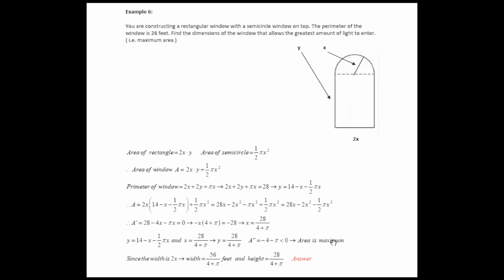Now we have one last thing to do. It asks you for the dimensions. We do know what the y dimension is, but we don't really have the x dimension. We have that x is 28 over 4 plus pi. And this dimension, the width, is twice that. So we've got to double that. Double 28 over 4 plus pi. When we do, we get 56 over 4 plus pi, and they are my dimensions. Of course, this is the x for the radius there too.